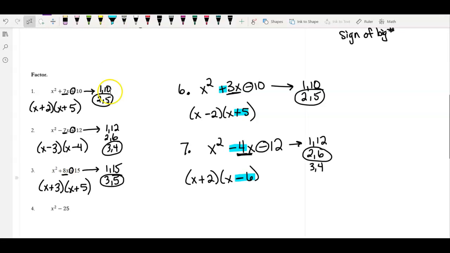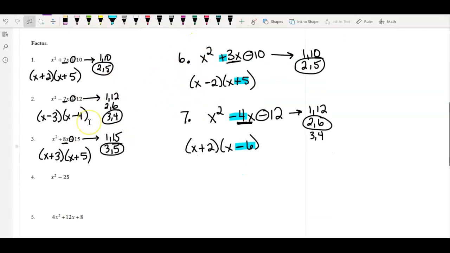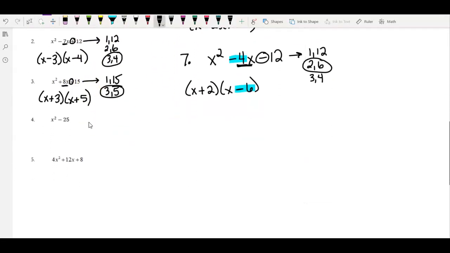Okay. All right, so let's jump down and do number 4. So for number 4, there is not anything in the middle. So what you can do is you can rewrite it with a 0 in the middle if you like. Some people are fine without it. Some people like the 0. You have to do what's best for you.